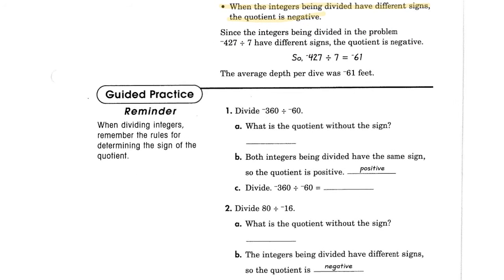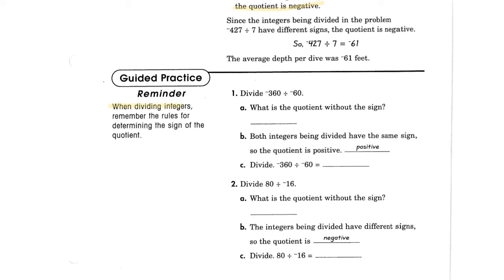Now, down here on the guided practice, we have a reminder. When dividing integers, remember the rules for determining the sign of the quotient. Now, it says divide negative 360 divided by negative 60. What is the quotient without the sign? So if I take 360 divided by 60, my answer is 6. Both integers being divided have the same sign, so the quotient is positive.